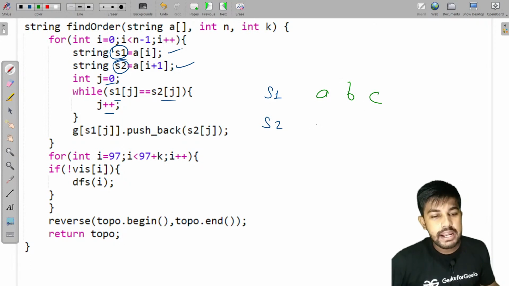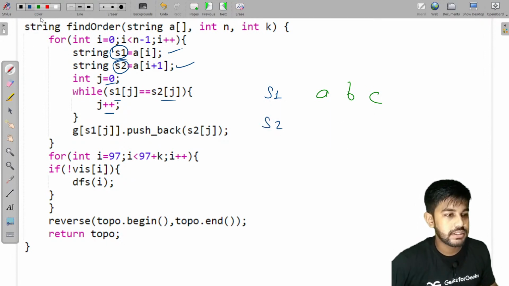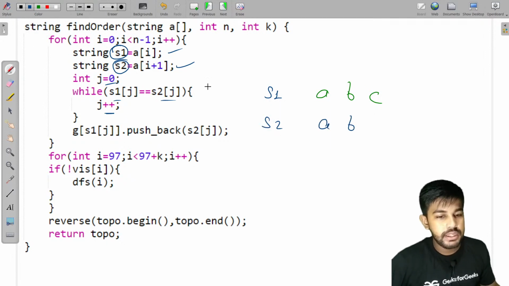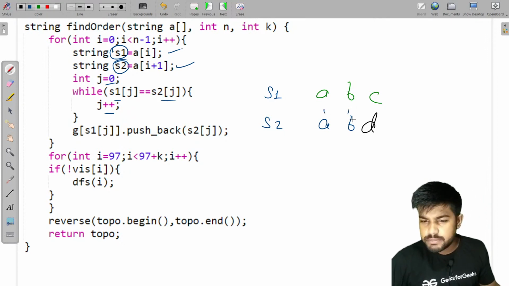Okay, and F, W, and Q. Not F, W, and Q. Let me keep it the same thing. Okay, first letter same. A, B, and then make it this one D. Okay. So now we know that these two are same.